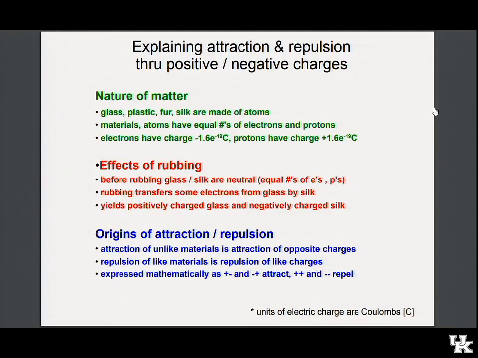Nowadays we understand that the glass rod, the plastic rod, the fur, the silk, they're all made of atoms and molecules. And those atoms and molecules are made of electrons and protons and neutrons. The electrons carry negative charge, a property called electrical charge, and protons carry positive charge, again an intrinsic property we call charge. It's important that the charge of an electron, minus 1.6 times 10 to the minus 19 coulombs, is equal and opposite to the charge of a proton, which is plus 1.6 times 10 to the minus 19 coulombs. So that's a modern day picture that matter, material, and you and I are made up of charged ingredients.